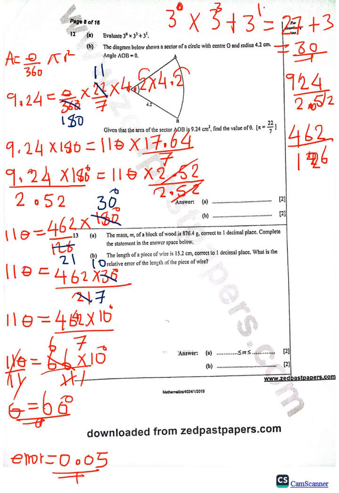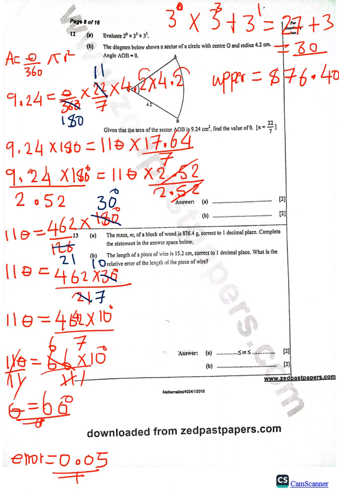So the upper bound can be found by adding. So let's find the upper: 876.40 plus 0.05. So our final answer is 876.45.